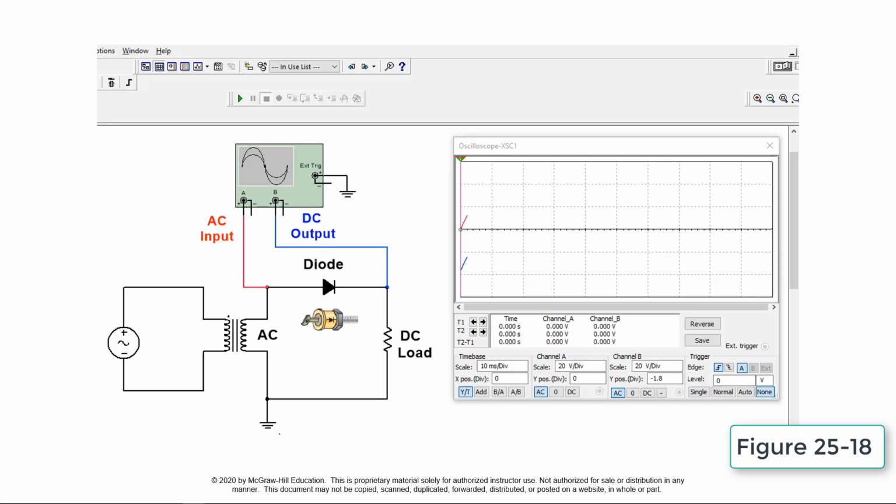The simulation is turned on to observe the rectification of the input signal. Note, the red scope trace represents the input signal, the blue trace the output. The half-wave rectifier makes use of only half of the AC input wave.